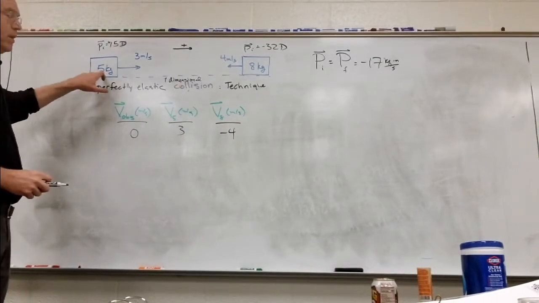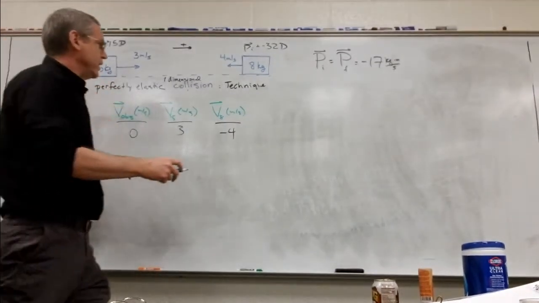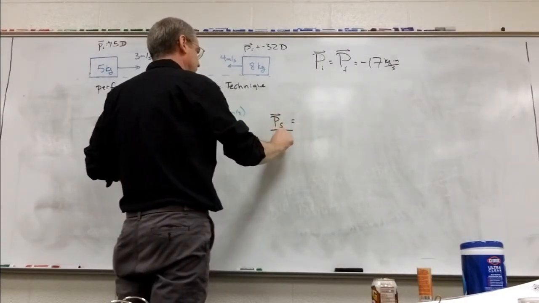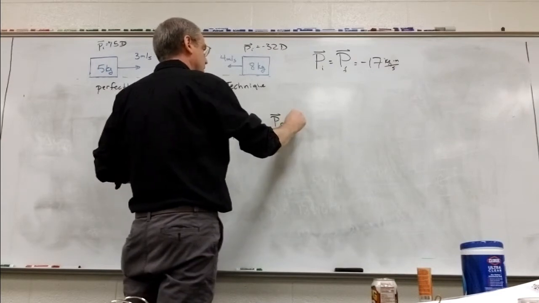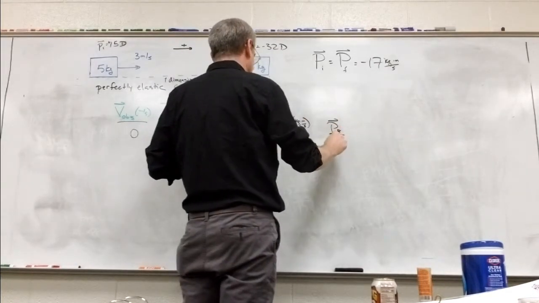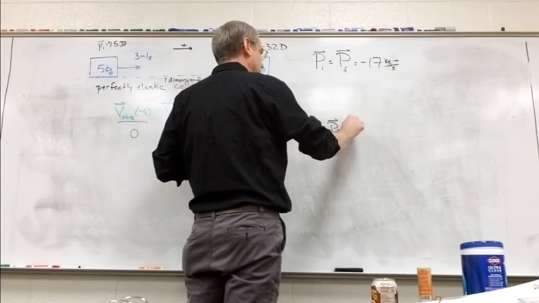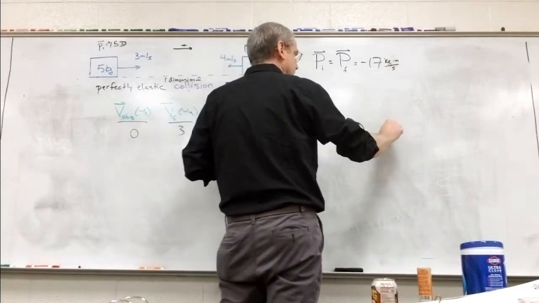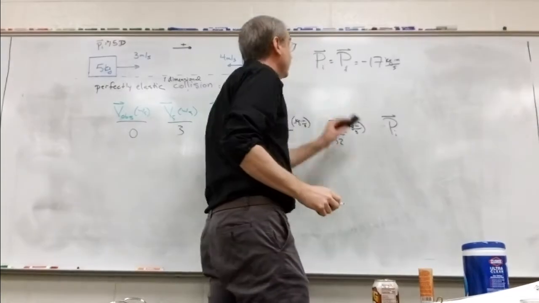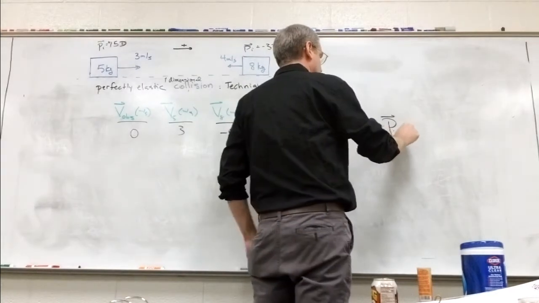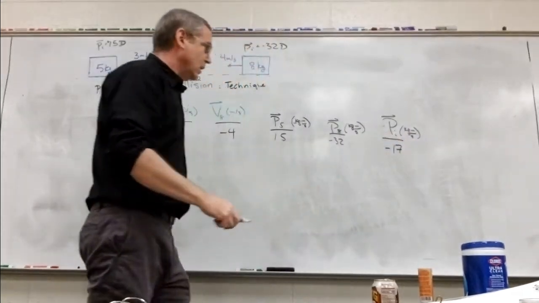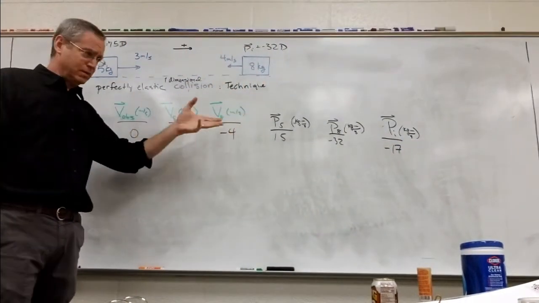If I do it from the 5 kilograms point of view, actually let's take it one step further. So the momentum of the 5 is 15, in kilogram meters per second. And the momentum of the 8 is negative 32 in kilogram meters per second. And the total initial momentum in kilogram meters per second is negative 17. All right, this is stuff that we've already done. We've done this several times.